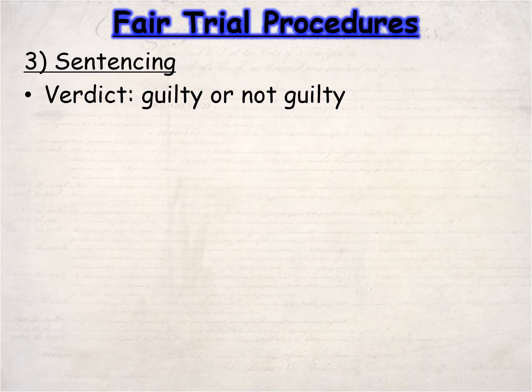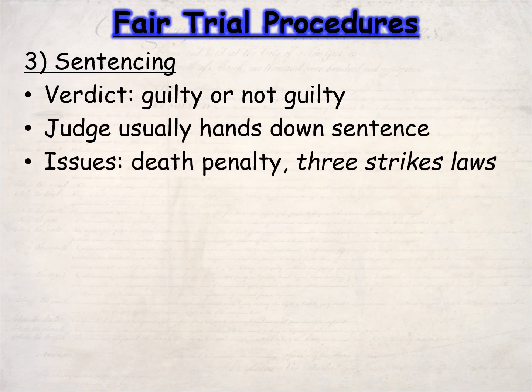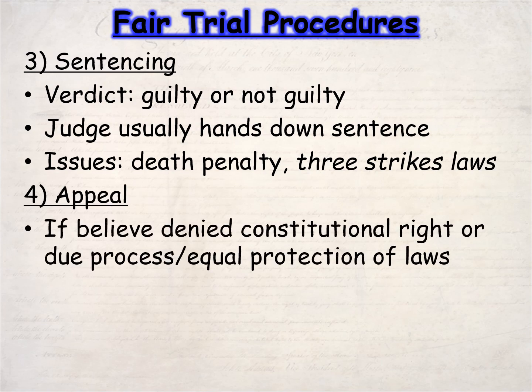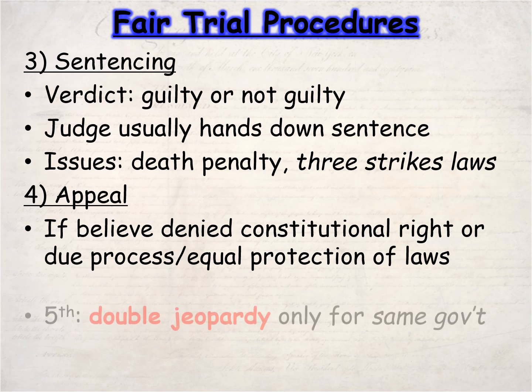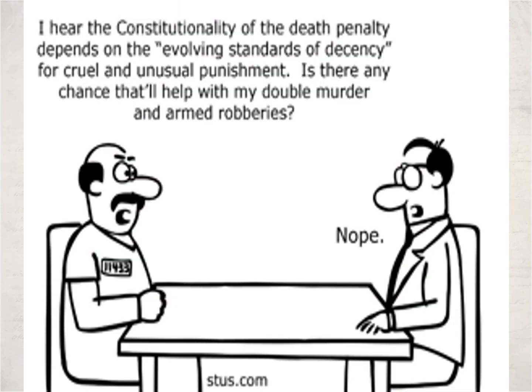Then you have the sentencing phase, guilty or not guilty. The judge is usually who hands down the sentence. There's 3 strike laws, there's death penalties, and of course you can appeal it if you want, if you feel you were denied your due process or equal protection of the laws. Double jeopardy only applies for federal and federal cases, or state and state cases.